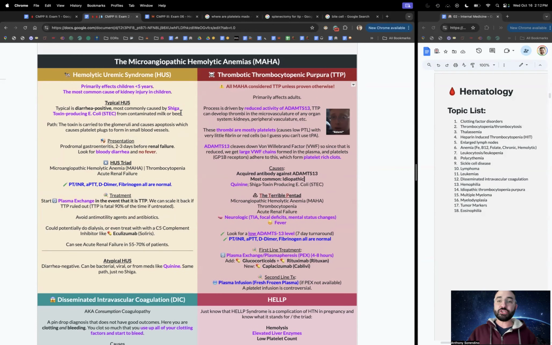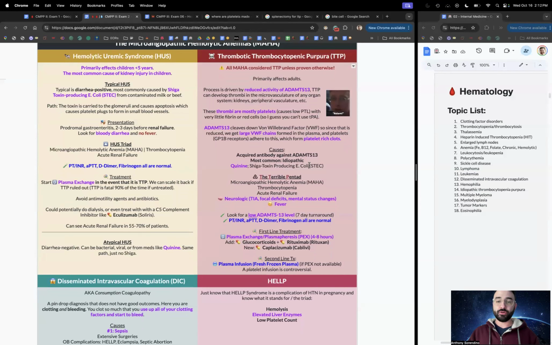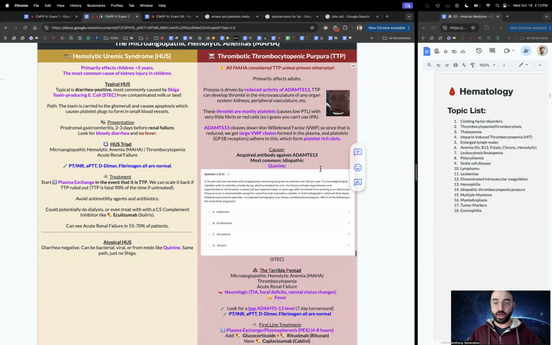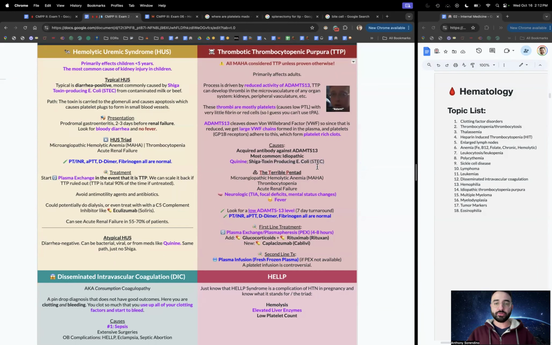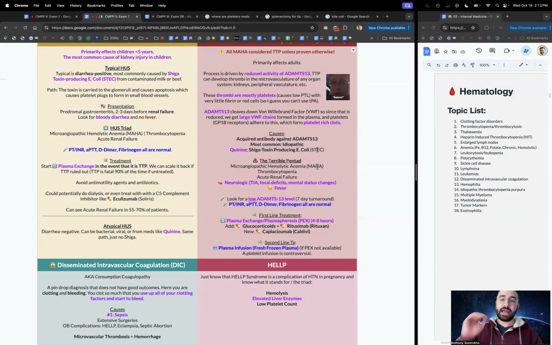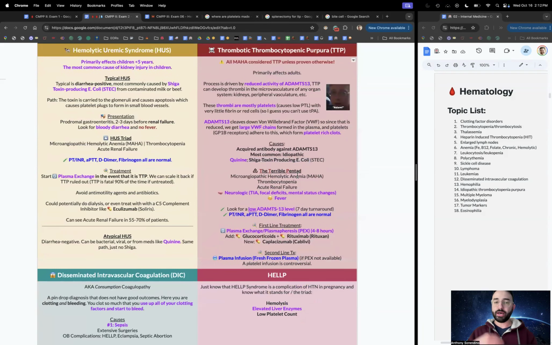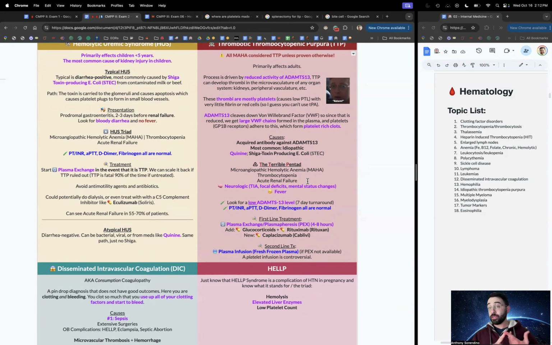But, and why HUS and TTP are linked is that Shiga-producing E. coli, oh geez, is also an option here, or is also a cause. Now this has a pentad. It carries over the triad. So what are we talking about? We're talking about microangiopathic hemolytic anemia with those schistocytes, thrombocytopenia, which we now just learned why, acute renal failure because there's toxins, whatever. And then neurologic is where we start to ramp up. So the terrible pentad, the two that we're adding on.